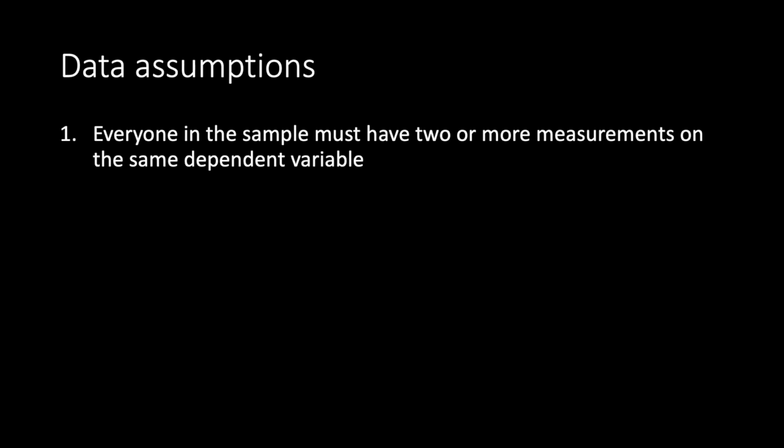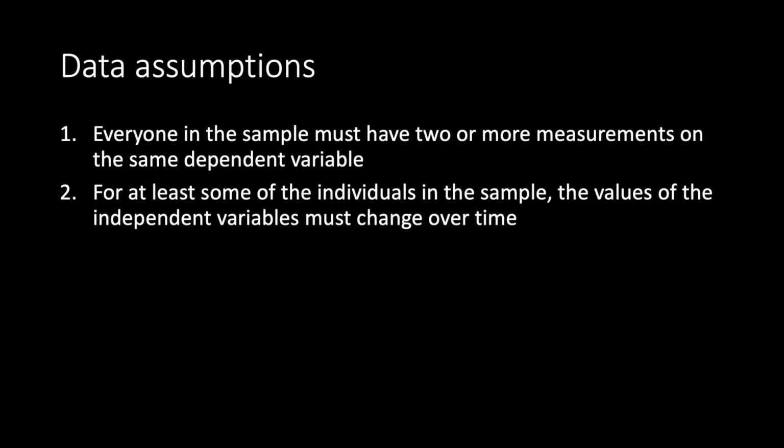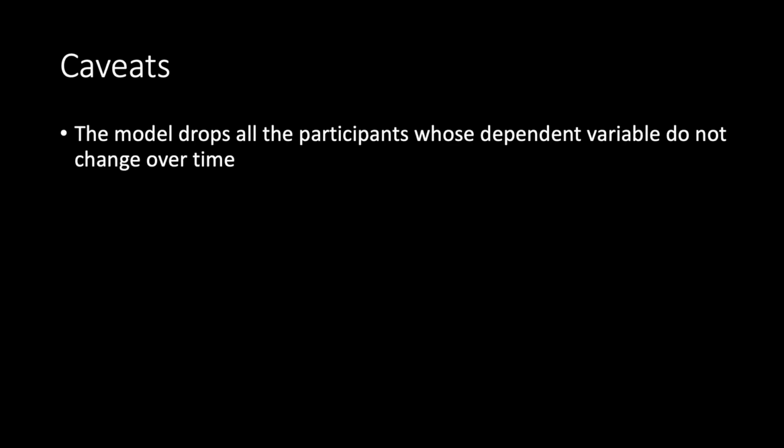Before we analyze the data, we need to make sure a few assumptions are met. First of all, everyone in the sample must have 2 or more measurements of the same dependent variable. Secondly, for at least some people in the sample, the values of the independent variables must change over time. Essentially, the model estimates whether the change in IV predicts the change in DV. And for this to happen, we need to have changes in these variables within person. And therefore, the model is going to drop everyone whose dependent variable does not switch from 1 to 0 or 0 to 1. I'm going to show you what this looks like in a dataset.